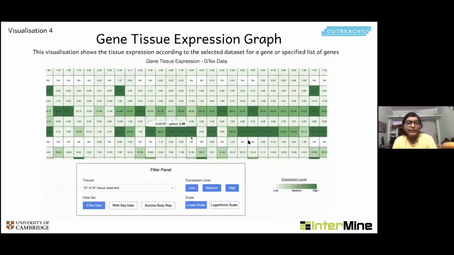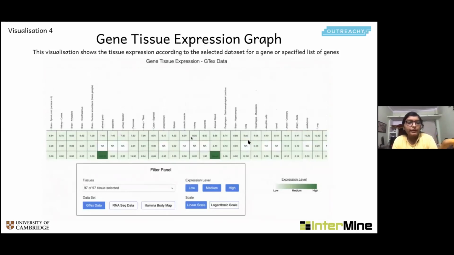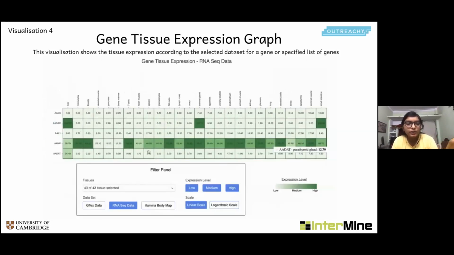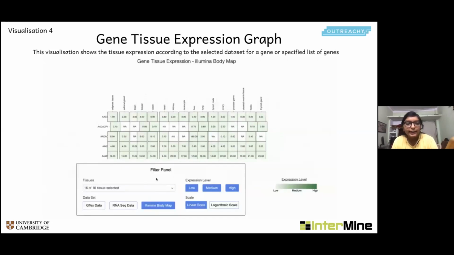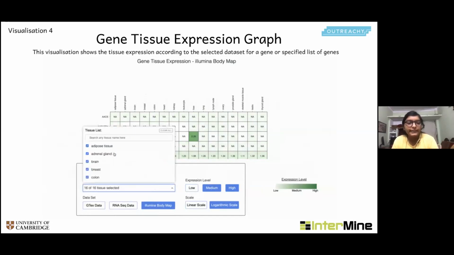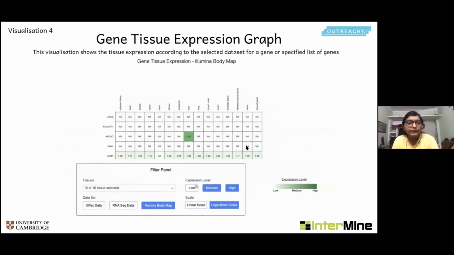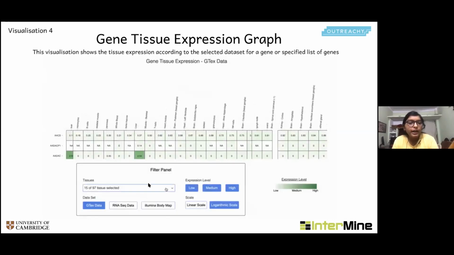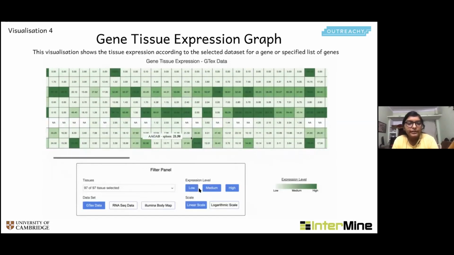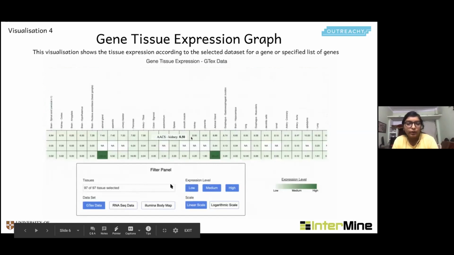Next up, we have expression graphs. So here we are showing a heat map where each row represents a gene and each column represents a tissue. The color and the intensity of the boxes are used to represent the expression level in the tissue. We can also switch between the data sets. We can filter data according to the selected tissue from the list over here, and we can also filter based on the expression levels and scale value, linear or logarithmic.